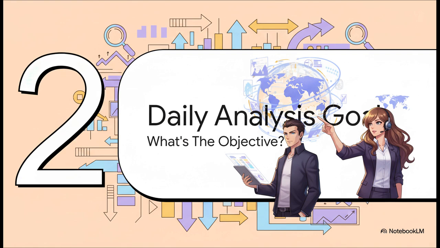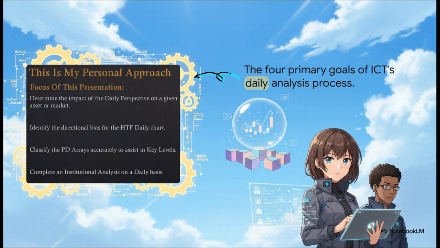So with that professional mindset locked in, what are we actually trying to do here? What are the specific goals of this daily analytical routine? The entire process really boils down to these 4 things. First, you need to understand the immediate context of the daily chart. What's happening right now? Second, you need to form a clear directional bias. Are we looking for price to go up or down? Third, identify the key levels using PD arrays, those specific price zones like order blocks or fair value gaps that can act as major turning points. And finally, putting it all together for a complete institutional analysis. Every single step we're about to cover is designed to hit these 4 targets.